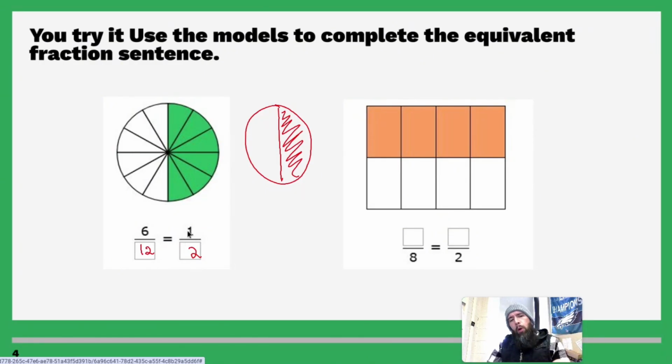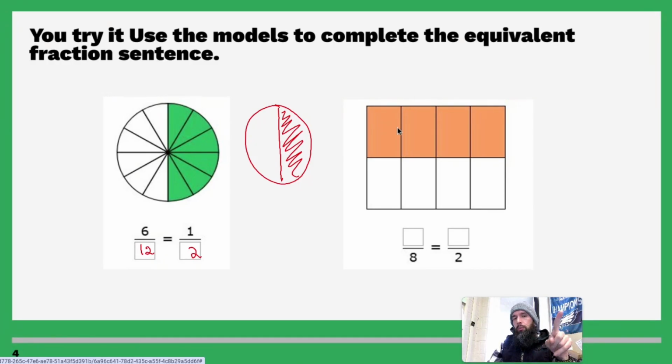Interesting. If I were to multiply 1 times 6, I get 6, and if I were to multiply 2 by 6, I get 12. So if I were to multiply 1 over 2 by the same number, and that number is 6, I get the same exact fraction, just with different numbers. That's so interesting. It's like I'm trying to plant seeds in your brain of what's about to happen next. That's exactly what I'm doing.